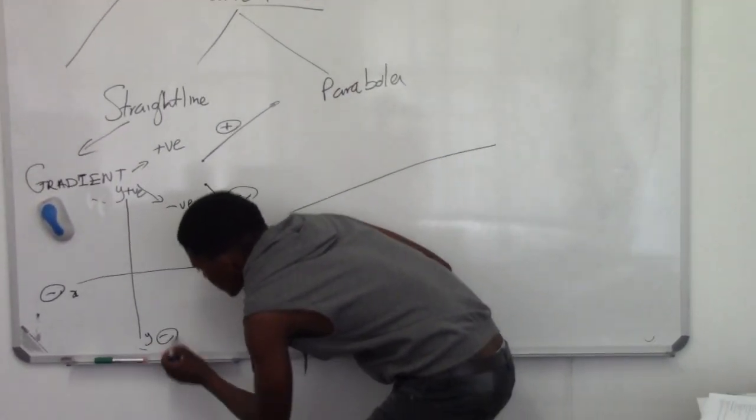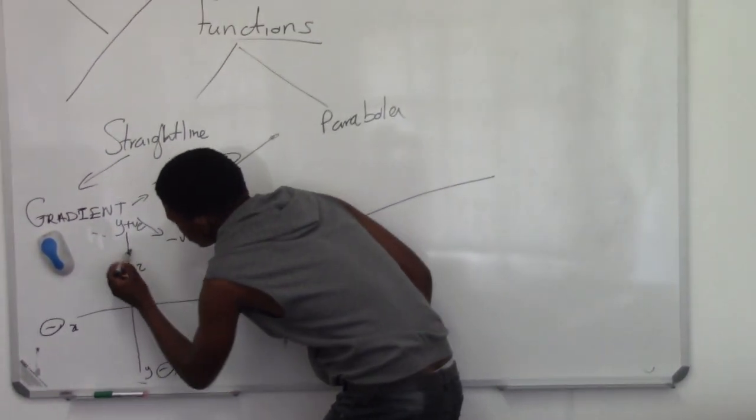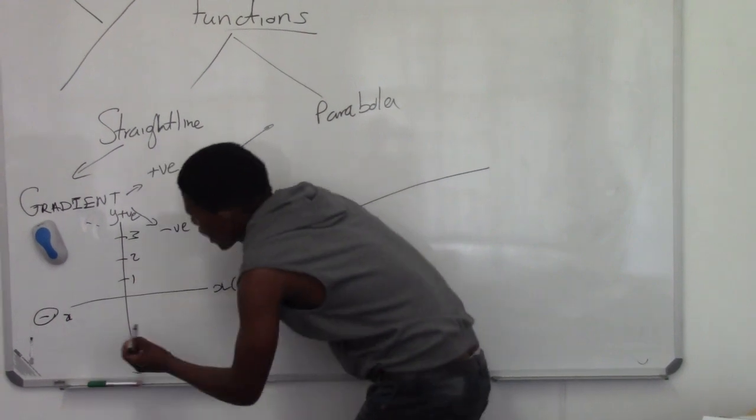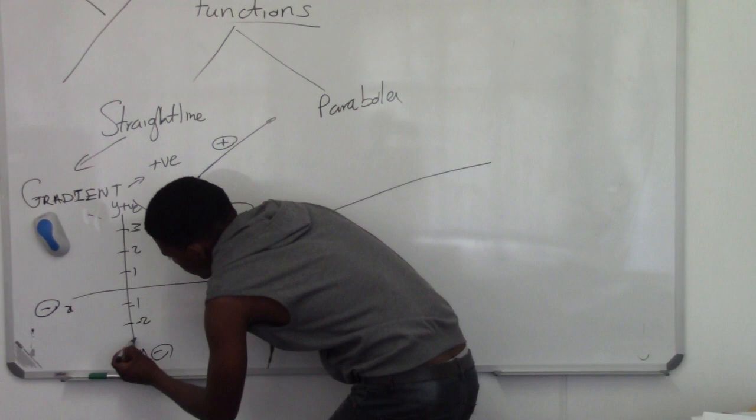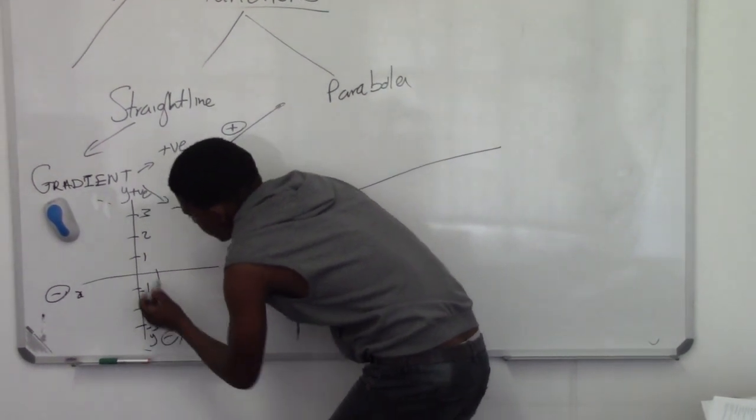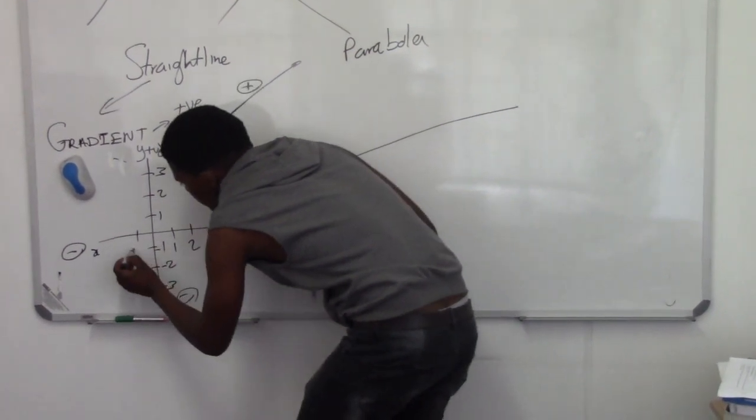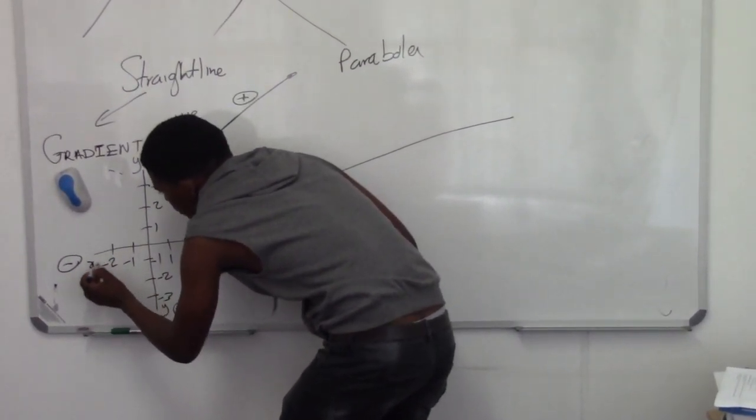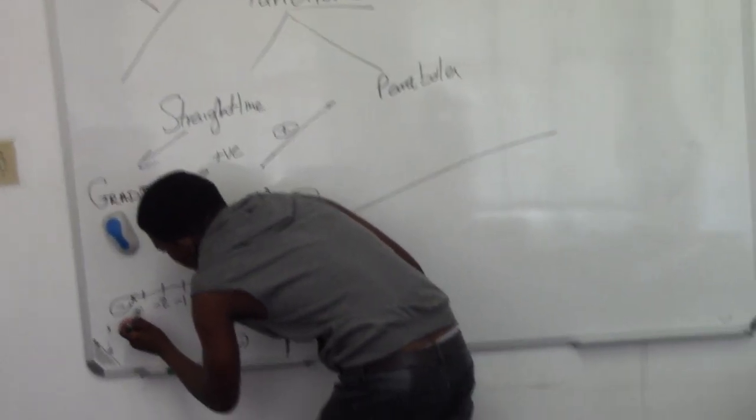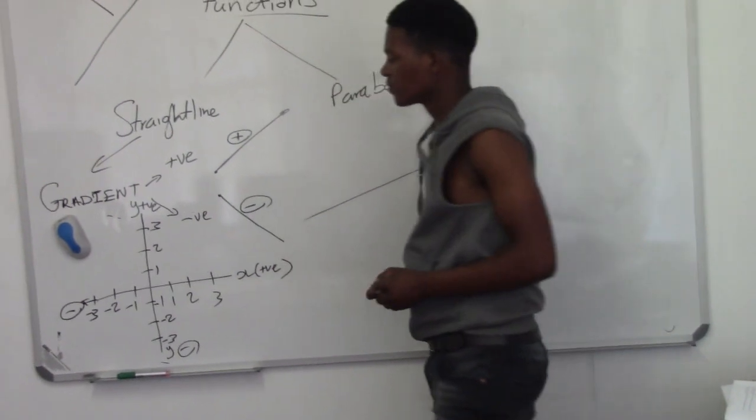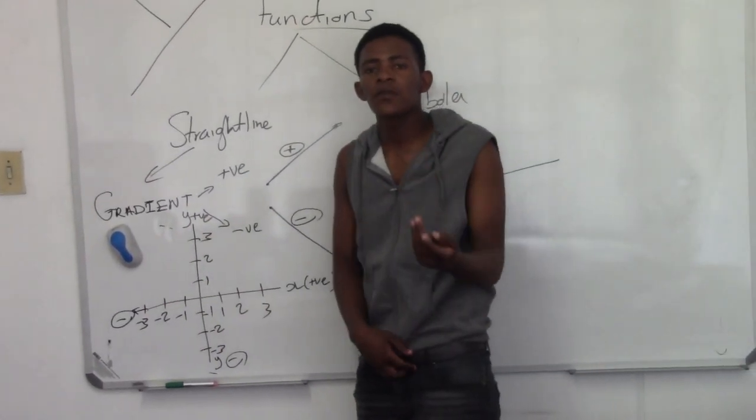So therefore, I will have negative y. So now, let's say I'm having 1, 2, and 3. Then I'm also having -1, -2, and -3. Here we'll have 1, 2, and 3. Here we'll have -1, -2, and -3. So now, I'm having a Cartesian plane. I want to represent my what?